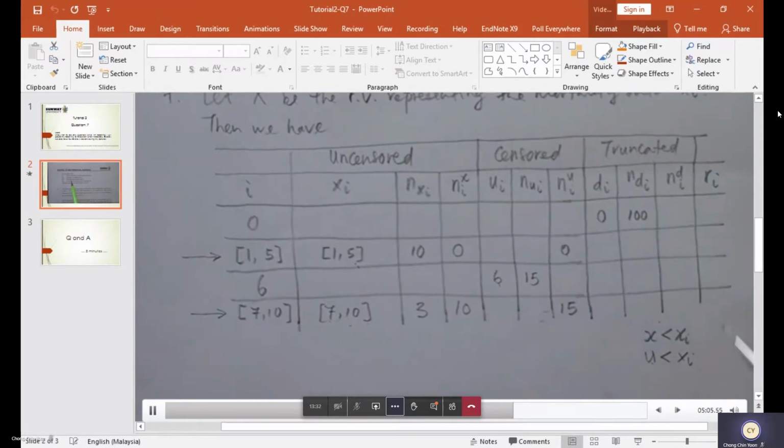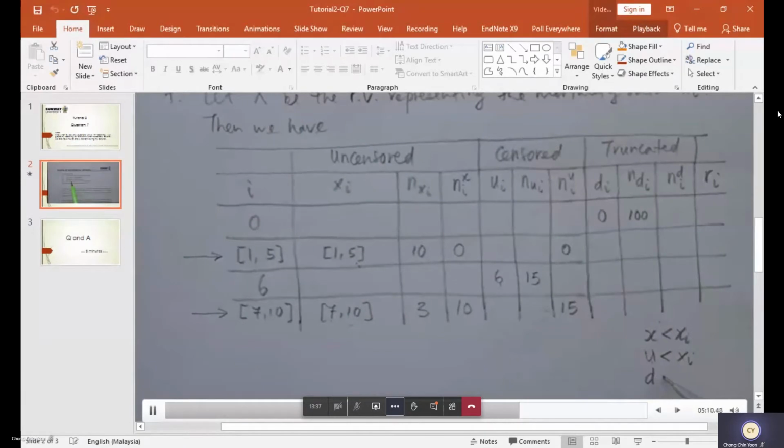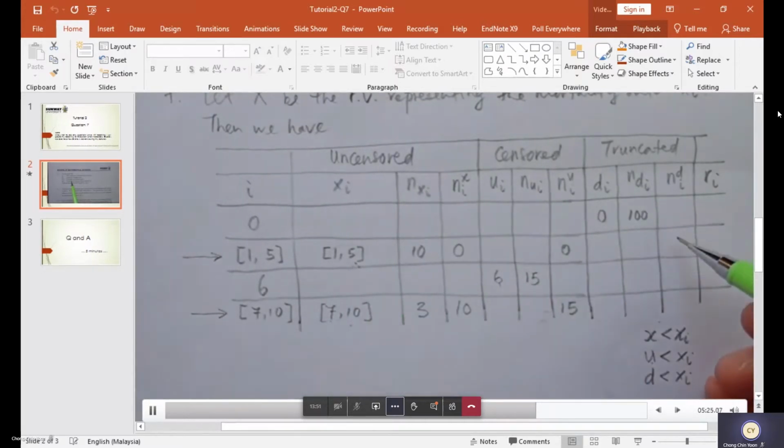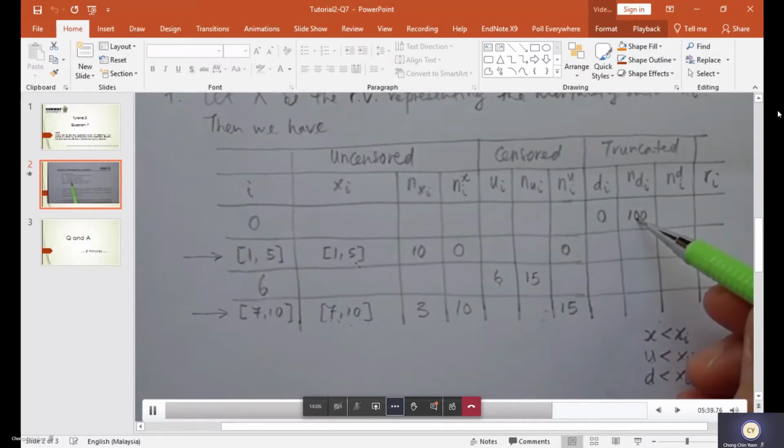And last, we look for the condition of this truncation value, which is slightly less than the XI. How many of these values are less than this group? I have 100 which is less than this group. So this is 100. Okay, we place it on this row. And next, I will choose this group. How many of these values are less than this group? Again, I have 100.